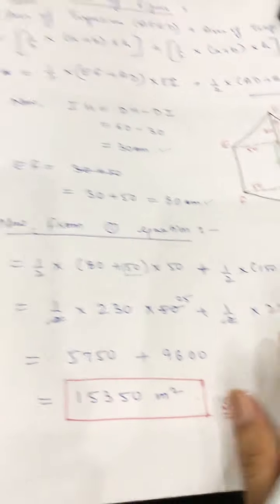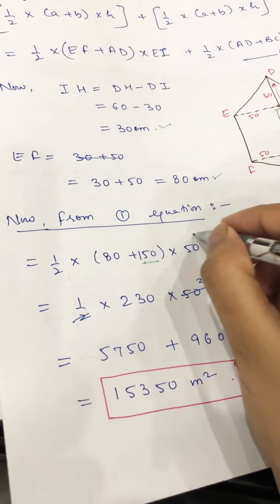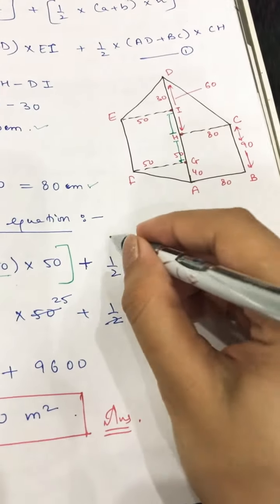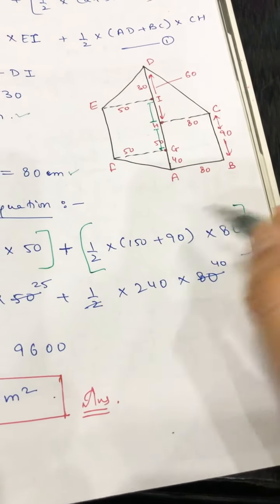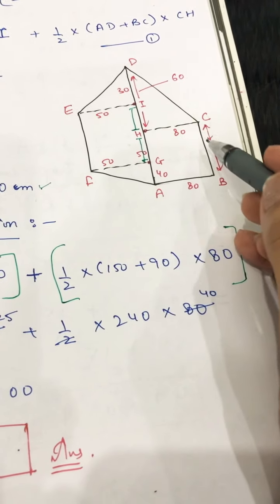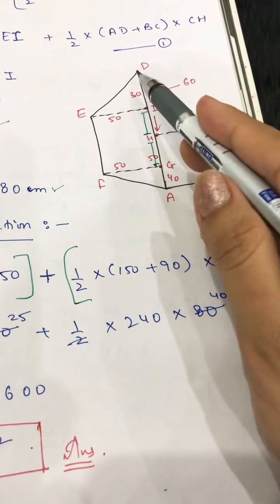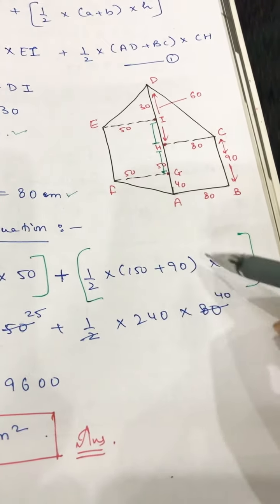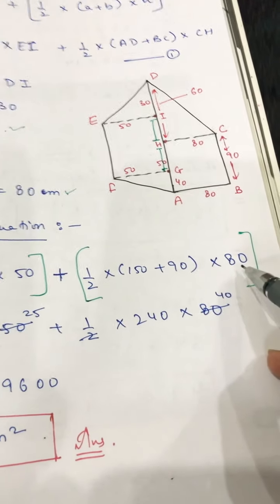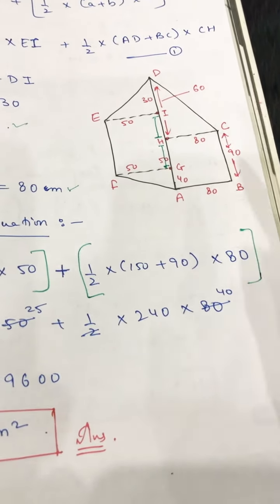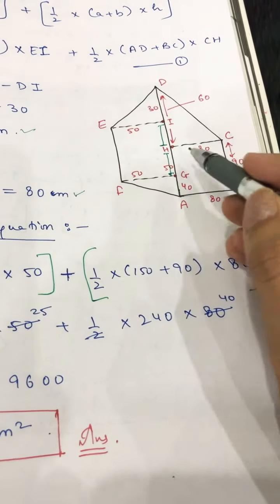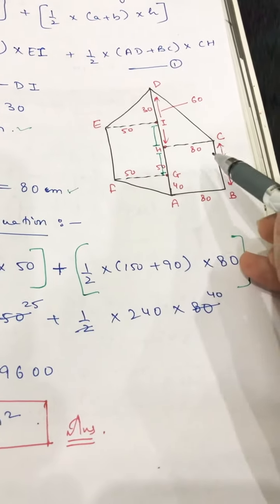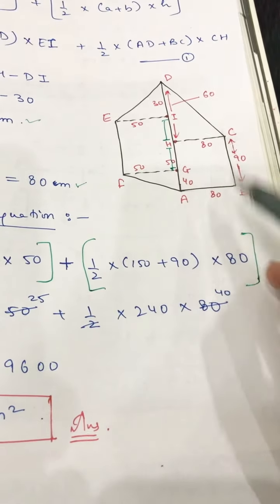Up to here is your first trapezium. Now come to the second trapezium. Half multiply by A plus B. Now A is 90 and B is the complete one, that is again 150. Multiply by this height, which is given already as 80. This is A and this is B in this trapezium: this is 150, this is 90, and the height is 80.